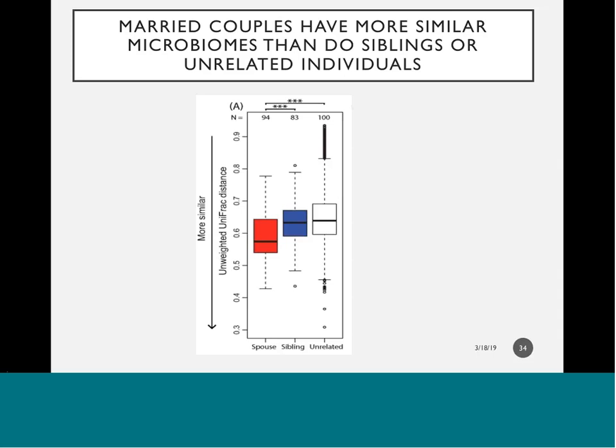But we actually did not find any meaningful differences between sibling pairs and unrelated individuals in terms of the similarity of their gut microbiome. These are unweighted UniFrac distances that we're measuring.